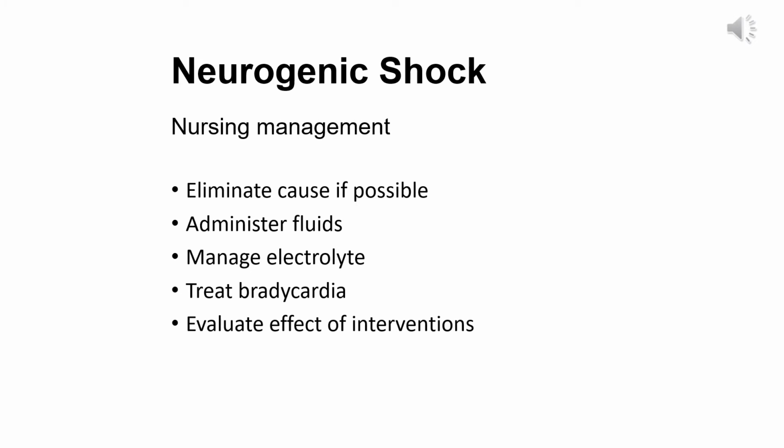Now, with neurogenic shock nursing management, as with all shocks, we want to treat early, recognize early, eliminate the cause if possible, administer fluids to support the patient's perfusion, manage any electrolyte imbalances that may have occurred, treat bradycardia if the patient is symptomatic, and then evaluate the effectiveness of our interventions. Hopefully, if our patient is bradycardic and has a low blood pressure, we will be able to maintain adequate tissue perfusion.